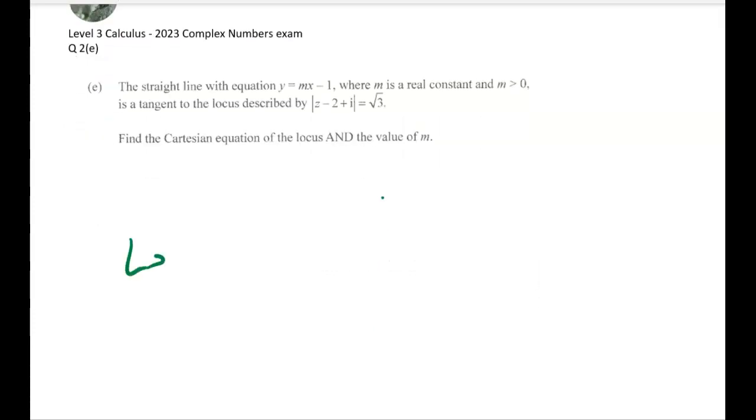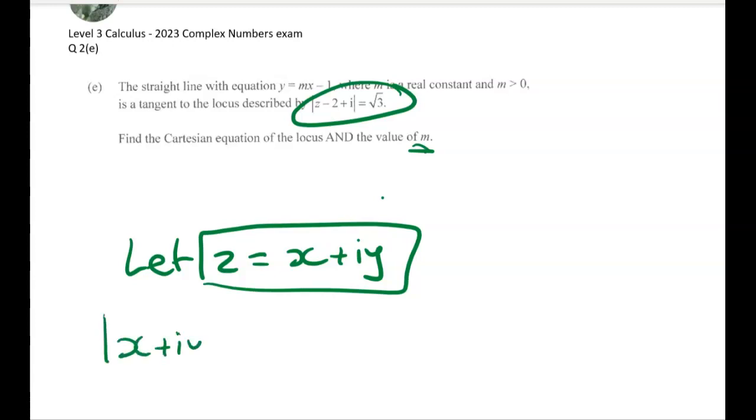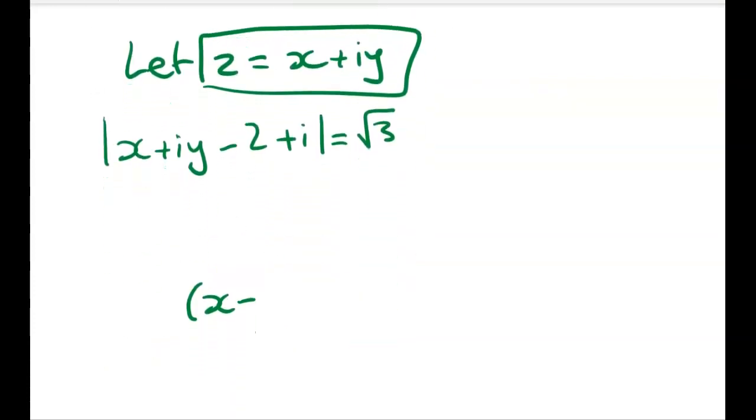Remember, I haven't seen the mark schedule, so I don't know exactly how much working they're going to want. So as usual, we're going to start by saying let z equal x plus iy, and we're looking for a set of points, set of z values, x plus iy values, that satisfy this thing here. And then the last thing we've got to do is figure out something to do with this tangent.